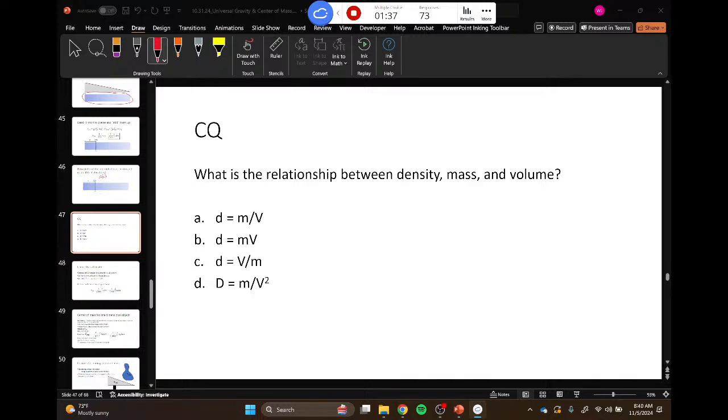All right, I believe in you all, so maybe 5 more seconds. 5, 4, 3, 2, 1. All right, this is just a relationship. It's literally that density is how much mass you have per volume.